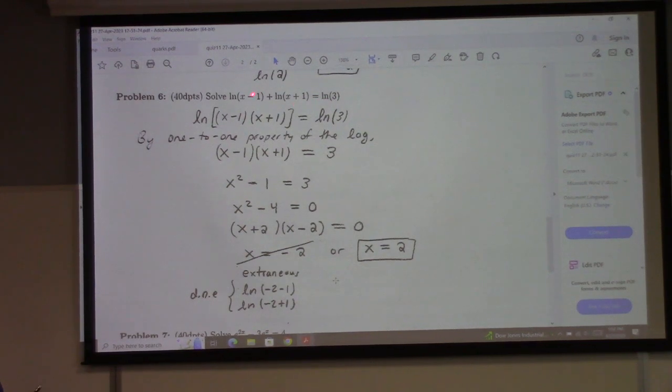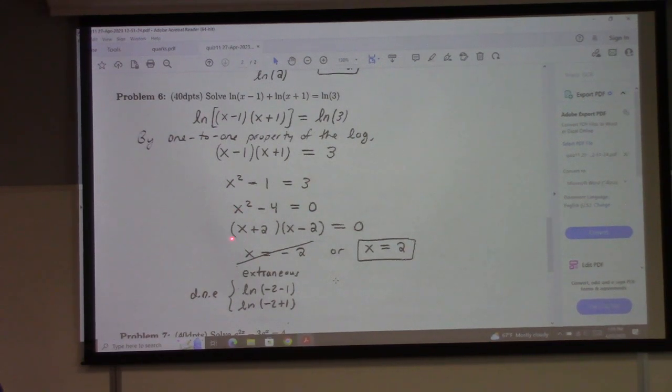So I use properties of logs to rewrite that as log of x minus 1 times x plus 1 equals the log of 3. And then by the one-to-one property of the log, the input to the log on the left-hand side is equal to the input of the log on the right-hand side. Of course, the other way to see this would just be to exponentiate both sides. However you want to look at it, we get x minus 1 times x plus 1 equals 3.